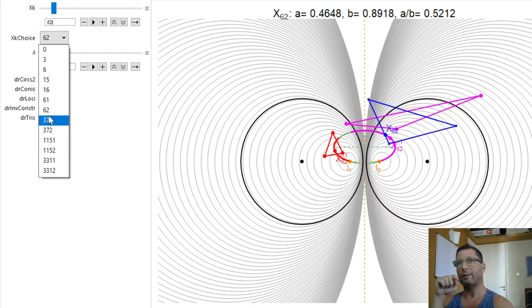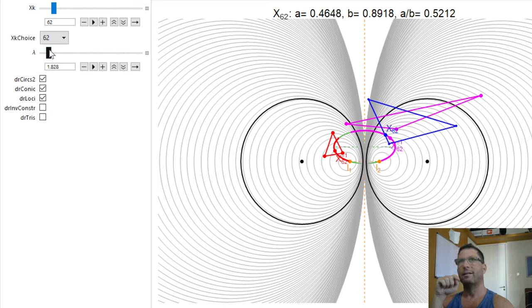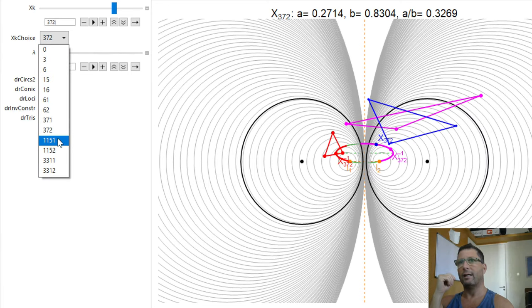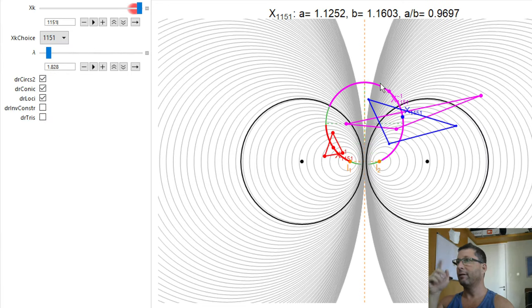How about X371? If I can get to that. Here's X371, another conic, distinct. Here's X372, yet another conic. These are all distinct conics, right? X1151 is pretty close to a circle, but it is not a circle. You can see here that its axis ratio is 0.9697.